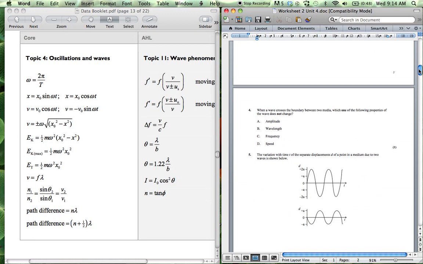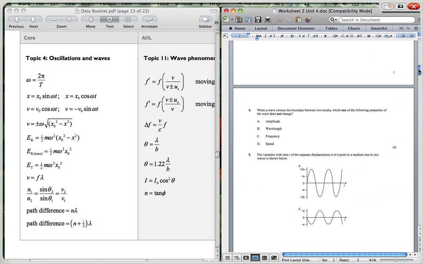When a wave crosses a boundary between two media, which of the following properties of the wave does not change? Now, it's C. The frequency does not change when it's going from one media to another media. These things can change: the wavelength, the velocity, the speed and amplitude, but the frequency does not change.